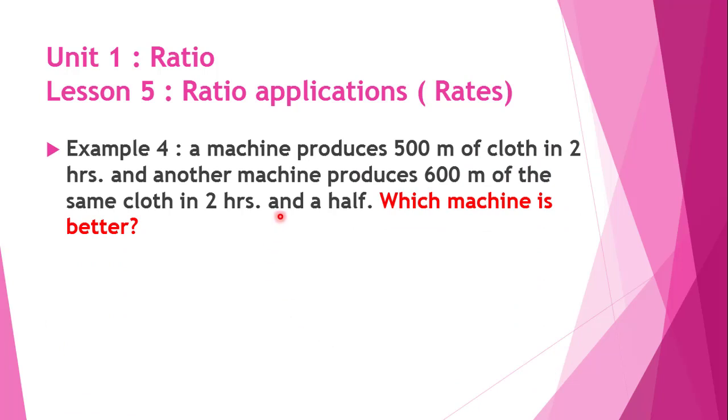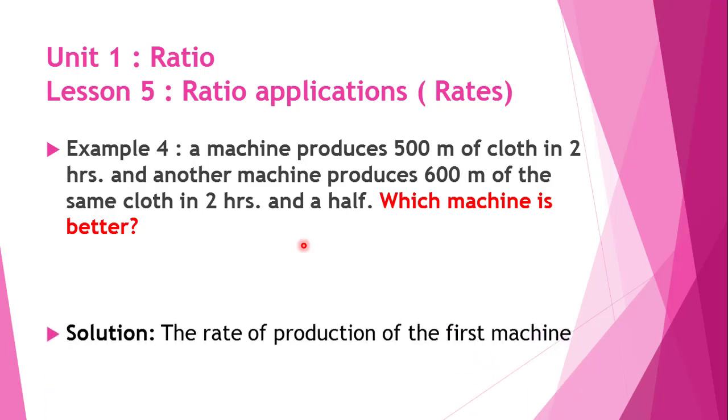Example number 4, we have a machine. This machine produces 500 meters of cloth in 2 hours. Another machine produces 600 meters of the same cloth, but here in 2 hours and a half. Which machine is better? The better machine is the highest in rate. Okay, the higher in rate is the better machine. So I should calculate the rate of the first machine and the rate of the second machine.